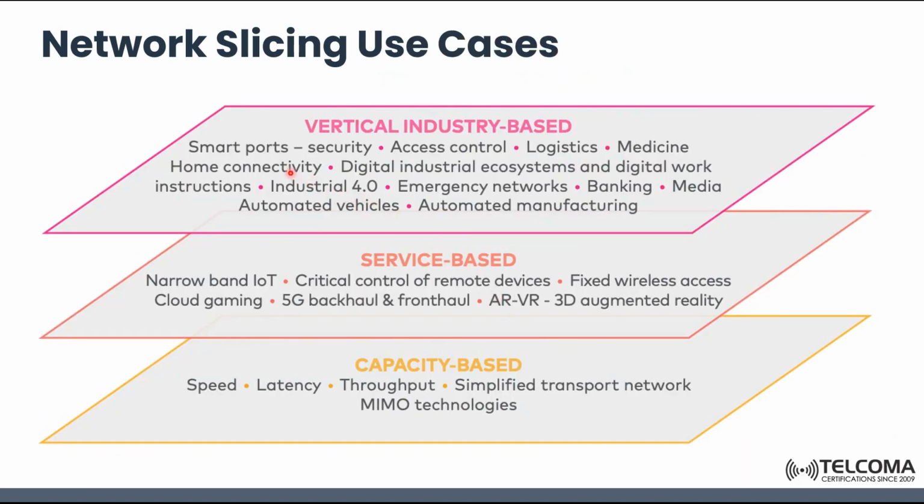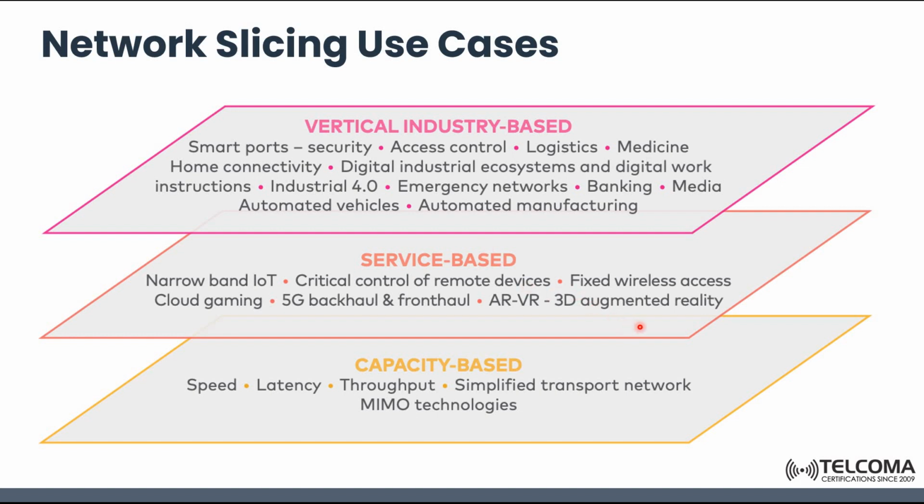What are the use cases and how do they all work? Vertical industry based: smart security, access control, logistics, medicine, industry 4.0, emergency network, mining industry, banking industry, media, automated vehicle, automotive manufacturing units. We have service based: narrowband IoT, critical control of remote devices, fixed wireless access, cloud gaming, 5G backhaul and fronthaul. We are implementing it to basically come out with a high capacity network.